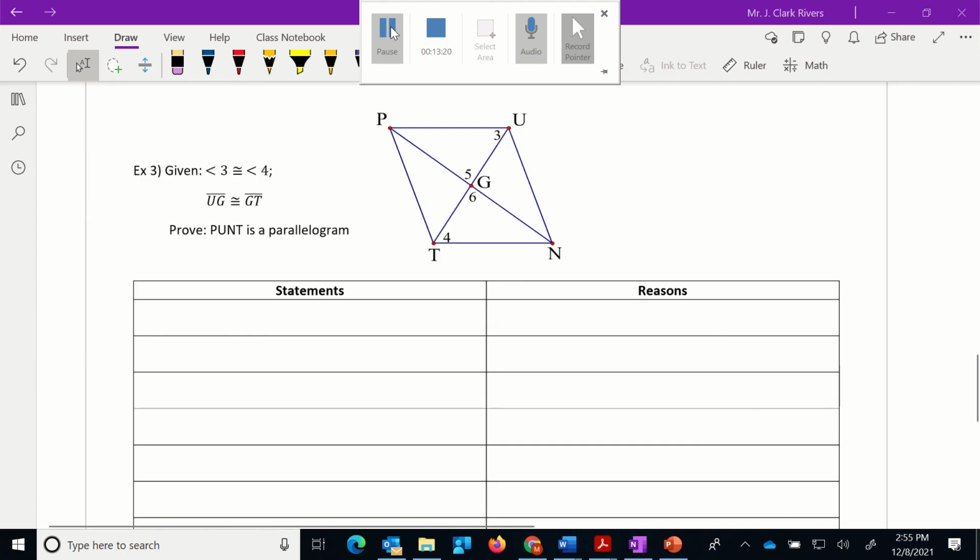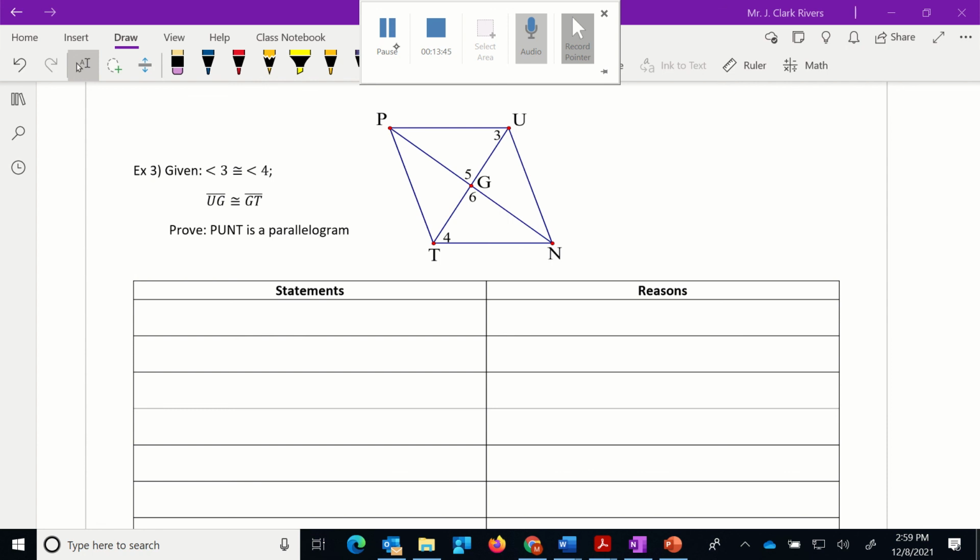Here we have a proof. I'm going to challenge you guys to try this one on your own. We have angle 3 and 4 are congruent. UG is congruent to GT. I would encourage you to map it out in your head before you really dive in. If you want to write down the given information, that's fine. But before you start down a path, map out a path in your head first and then try to execute it. Good luck.